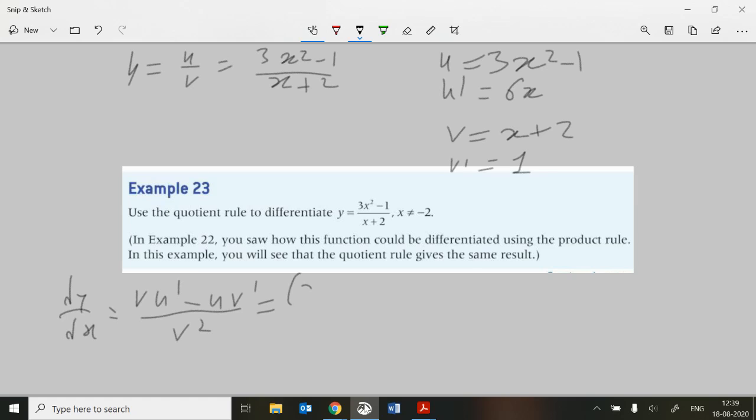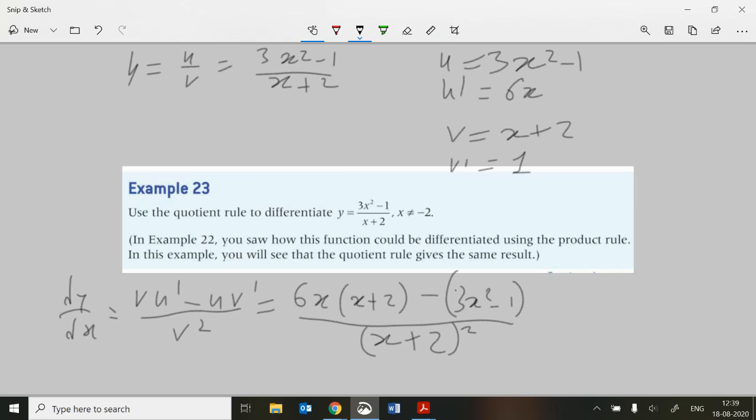Okay, so we're getting x plus 2 and u dash is 6x. Let's just put 6x on the front. 6x and x plus 2, and then minus, and we have u, which is 3x squared minus 1, and then times by v dash, which was 1, and then all divided by v squared. Okay, so we've got (x plus 2) squared there.